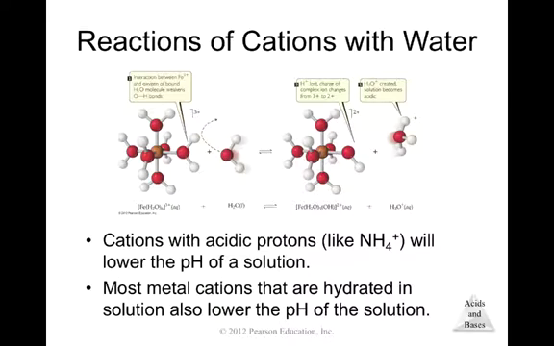Cations, very similarly, if they have an acidic proton, so something like NH4 plus, will lower the pH of a solution, like you'd expect. Most metal cations that are hydrated in a solution will also lower the pH of the water. So if you're thinking about something like this, a big old cation 3 plus, because you've got this oxygen and lots of other oxygens, you're going to increase the polarity of this. It's going to draw these electrons even further this way, which makes it even easier for this water to strip away one of these hydrogens. That's why it's more readily available to drop out a hydrogen ion and create your H3O plus.